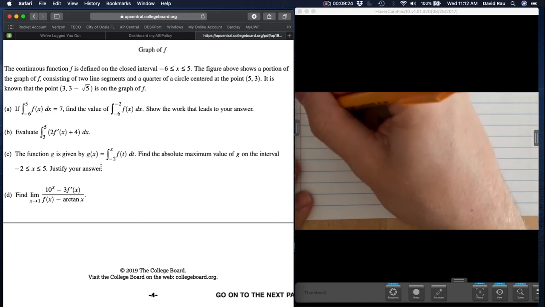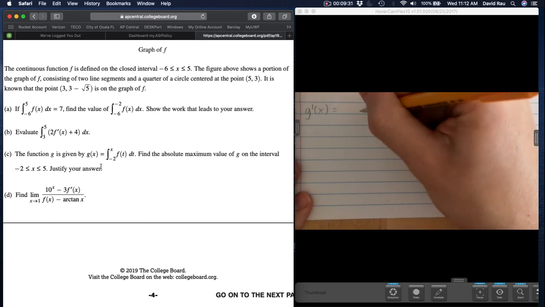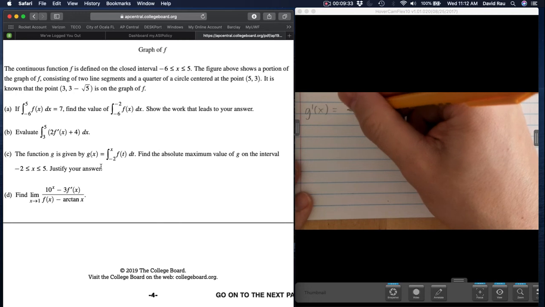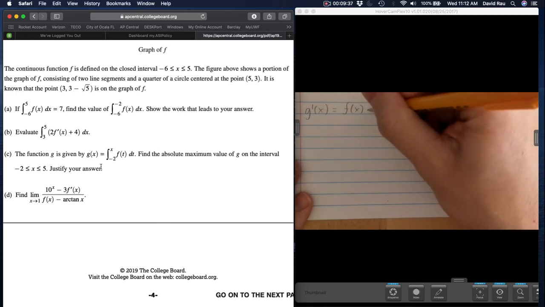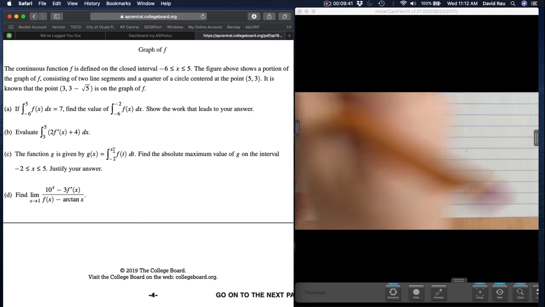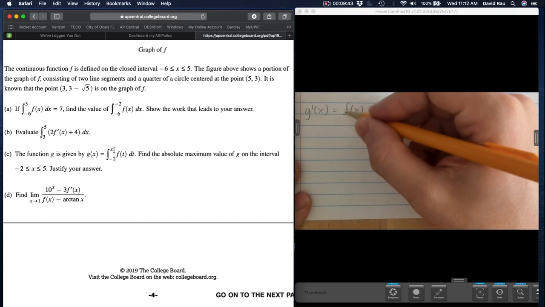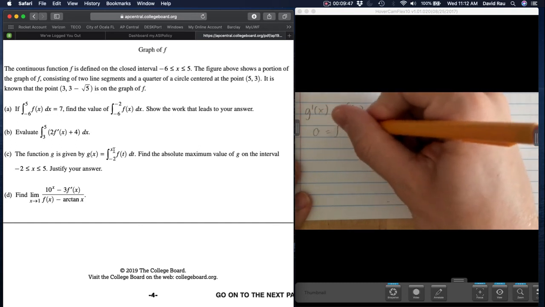Well, if I want to find the absolute maximum of g, I need to find the critical points of g prime. And remember from the fundamental theorem of calculus, g prime is actually just going to be f of x times the derivative of the upper bound of the integral, so that's just going to be 1. So really the question is, where is f of x, or g prime of x, equal to 0?